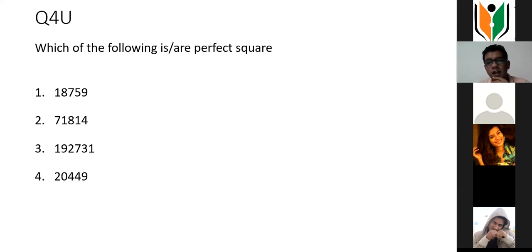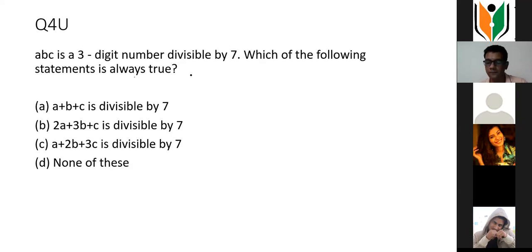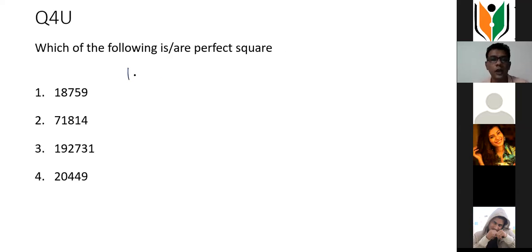So go back to your squares and start thinking about it. All of you wrote squares from 1 to 25, right? So Sanjana says 20449. Okay, Sanjana, let's look into that. What happened when you wrote squares from 1 to 25?